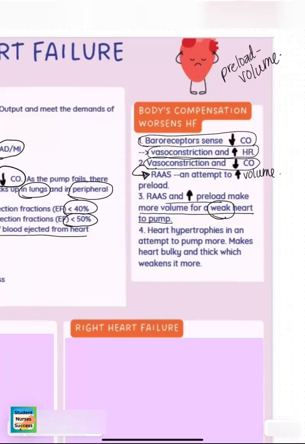As the heart weakens, its attempt to compensate is that it gets larger, or hypertrophies. As the heart gets larger, it actually becomes more inefficient. It gets bulky and thick, which ends up weakening it more. So as you can see, the whole system gets going in a loop and it starts over. And we end up in this vicious cycle. And that's how the body's compensation methods actually worsen heart failure.